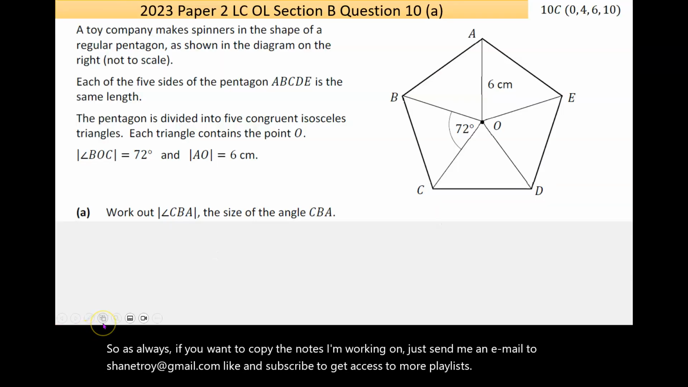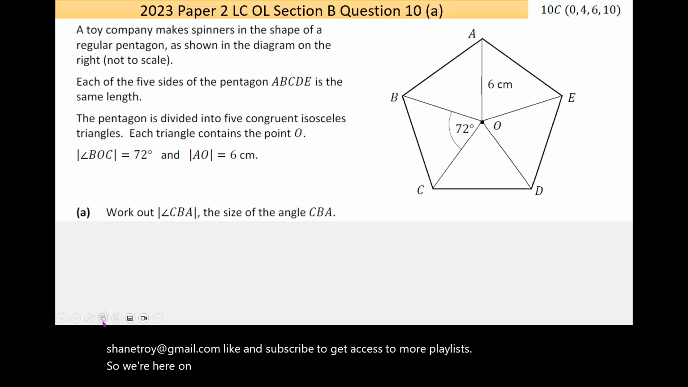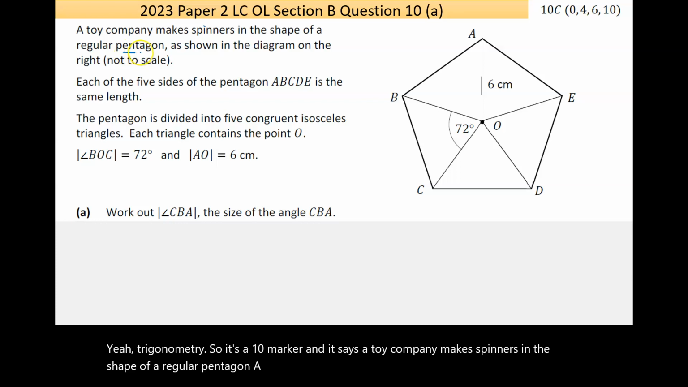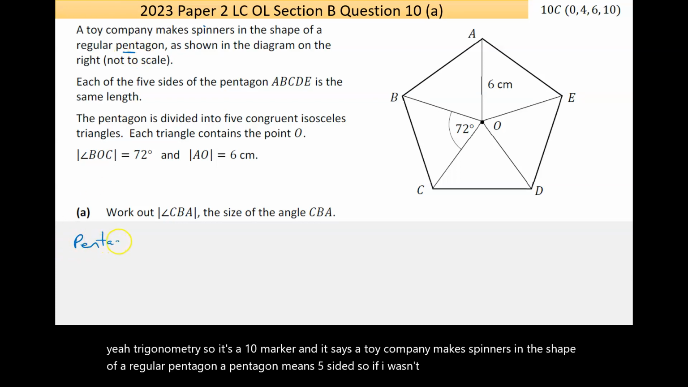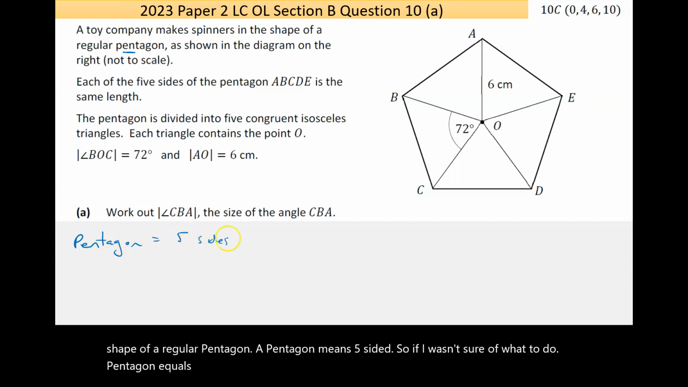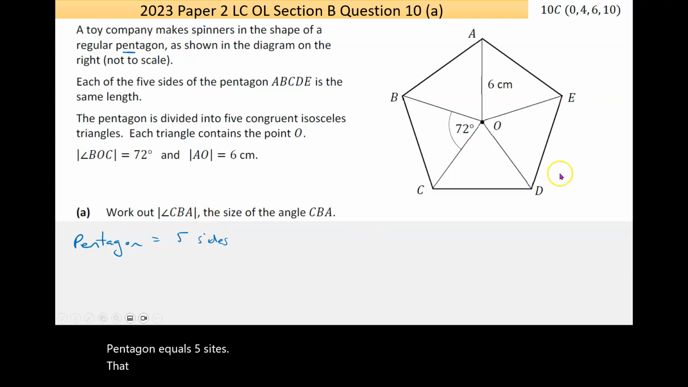So we're here on question 10 and it's trigonometry, I guess. It's a 10 marker and it says a toy company makes spinners in the shape of a regular pentagon. Now, pentagon means five-sided. So if I wasn't sure of what to do, pentagon equals five sides. That might be enough to get work of merit.